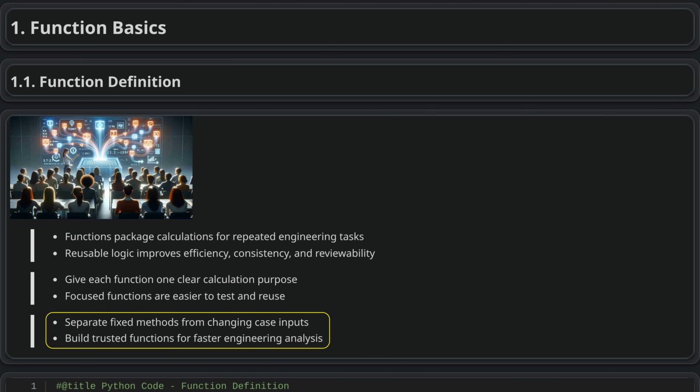Reusable engineering functions keep the calculation method separate from the specific input data. The same procedure can be reused for tasks like estimating pipe pressure drop or tank residence time, even when conditions change. This helps engineers build reliable calculation libraries, work faster, reduce repeated effort, and solve problems more consistently.